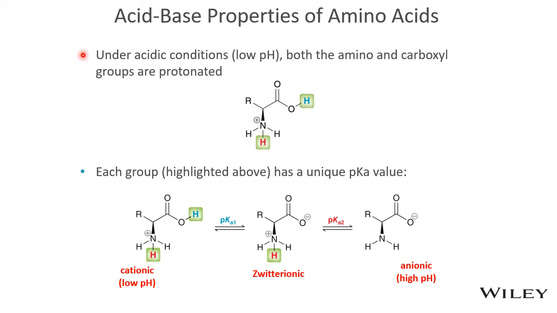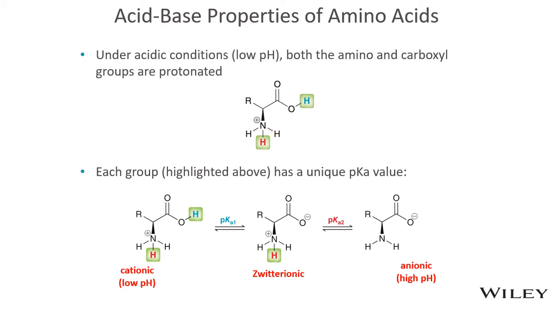Now, under acidic conditions, which means a very low pH, both the amino group and the carboxyl groups are protonated. Okay, so there's lots of protons around, which means both of these groups will be protonated. The acid will not have lost its hydrogen, its acidic proton, and the amine, which we know is a base, will act as a base and take the protons that are available.